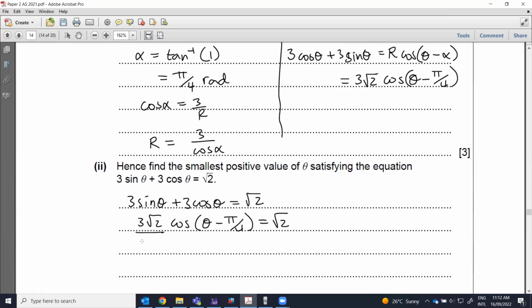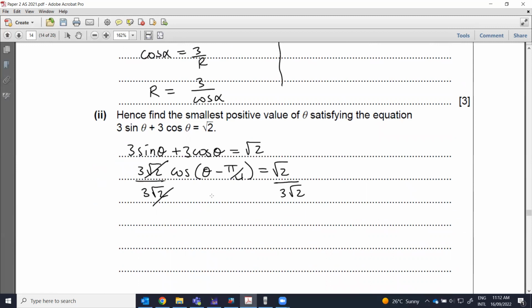So we'll divide by 3 square root of 2 on both sides. So these 2 will cancel. So I have cos of theta minus pi over 4 equal to, the square roots will cancel, I have 1 in the numerator, so I have 1 over 3 there. Then we want the smallest positive value.